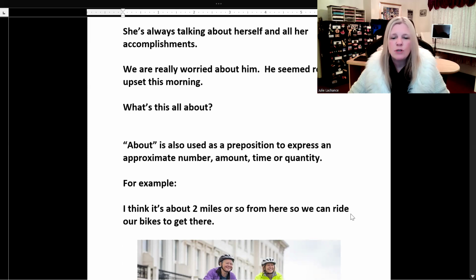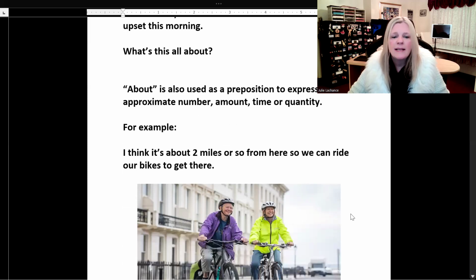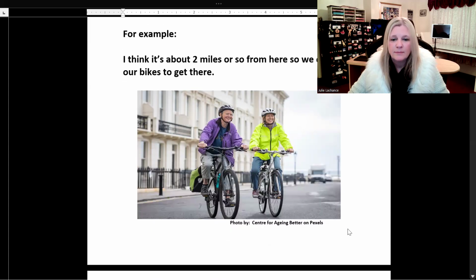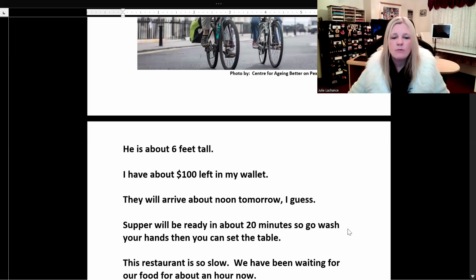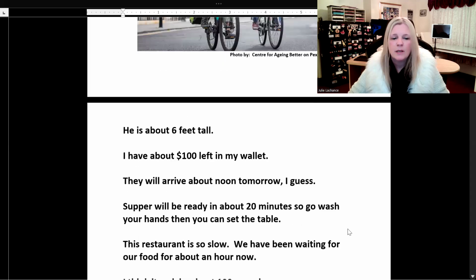About is also used as a preposition to express an approximate number, amount, time, or quantity. For example, I think it's about 2 miles or so from here, so we can ride our bikes to get there. He is about 6 feet tall. I have about $100 left in my wallet. They will arrive about noon tomorrow, I guess.